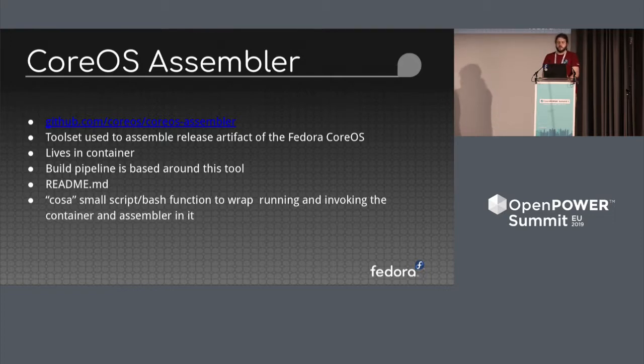It actually all lives in a container. It builds into a container. All the pipeline of Fedora CoreOS is built based around it. I will definitely mention the README file in the GitHub repo. Really read it. It has a great start, but I will walk you through the steps to build it. One mention, I will be talking about this command, cosa. It's basically a small script wrapper function in Bash that helps with invoking the container and running all the stuff.